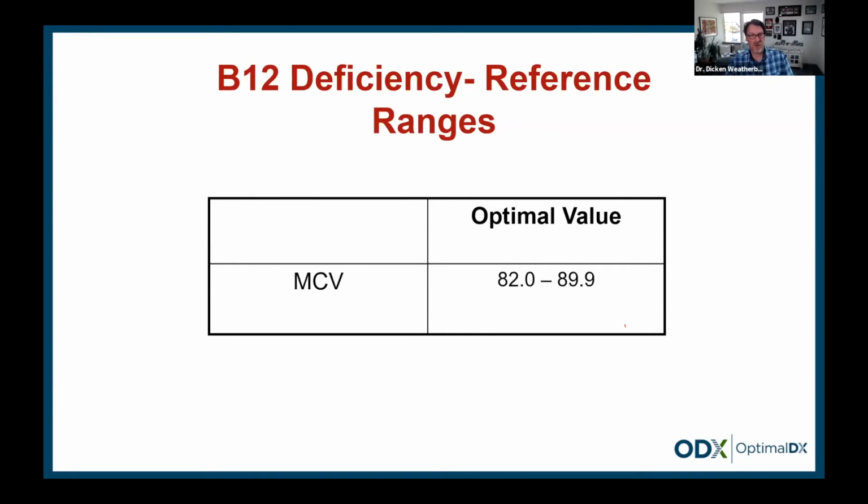Impaired absorption. We can have what's called an intrinsic factor deficiency. Intrinsic factor is necessary for the proper absorption of B12. We have pernicious anemia, we have malabsorption, we have hypochlorhydria. These are all things that can impair absorption of B12.